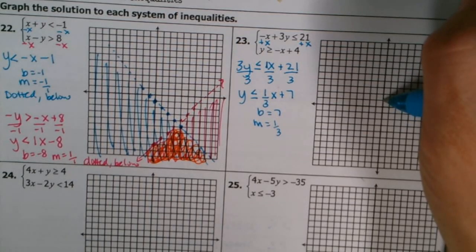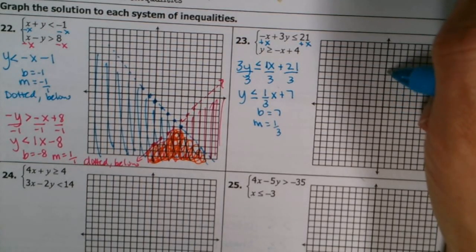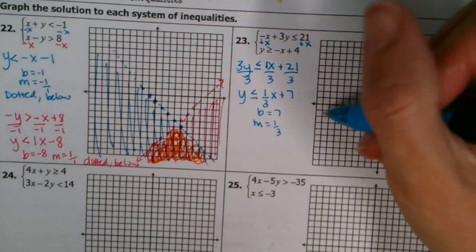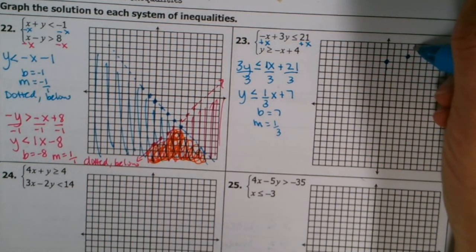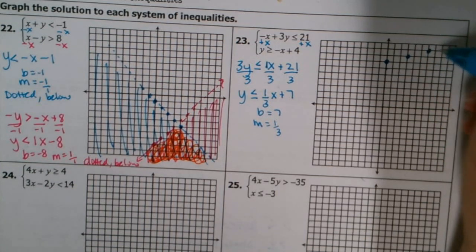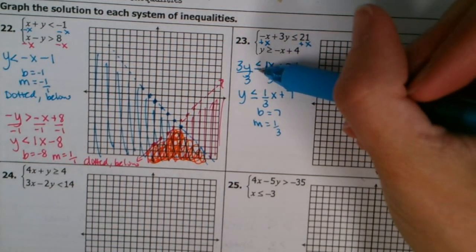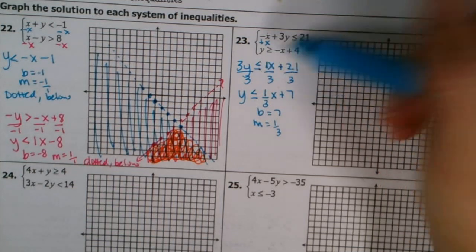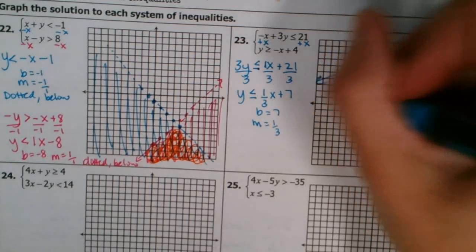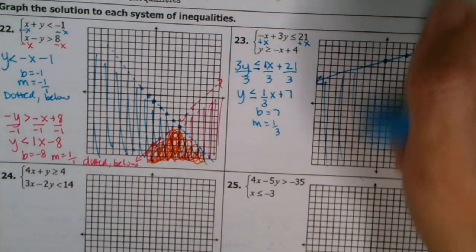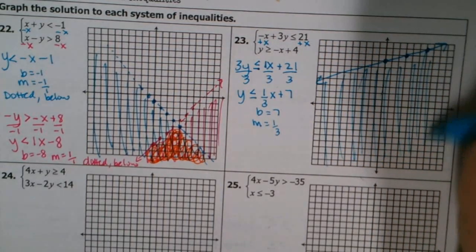So I begin at 7. 1, 2, 3, 4, 5, 6, 7. I move up 1 over 3, up 1 over 3. It is solid and it is below. So I'm going to connect these with a solid line and I'm shading below.